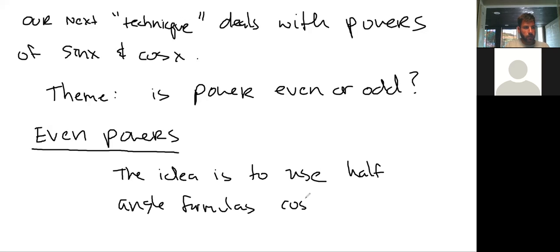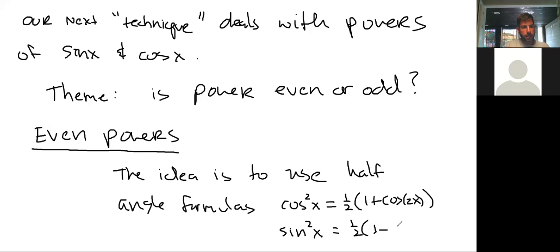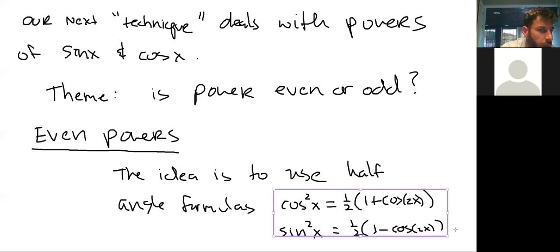For example, the cosine squared of an angle is 1/2 times the quantity 1 plus the cosine of 2 times that angle. And then there's a very similar formula for sine. The only difference is there's a minus sign here. Both formulas have cosine in them. These are the half angle formulas you should have learned about in a trig class, pre-calculus course, somewhere along the line.